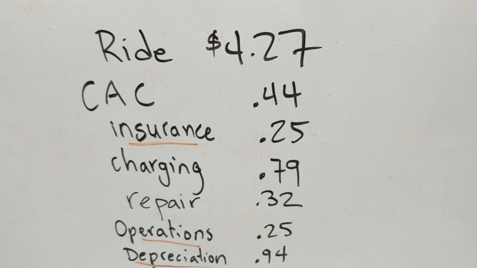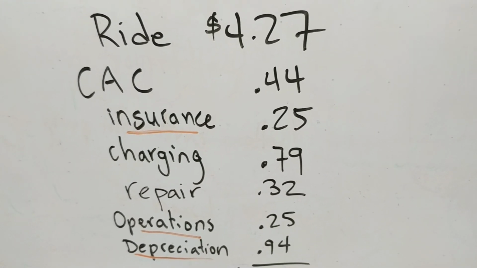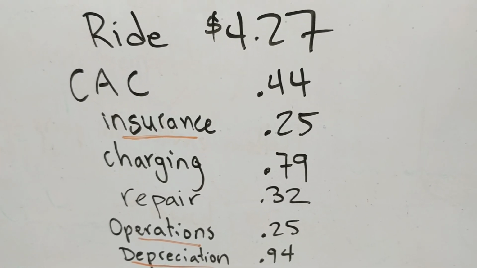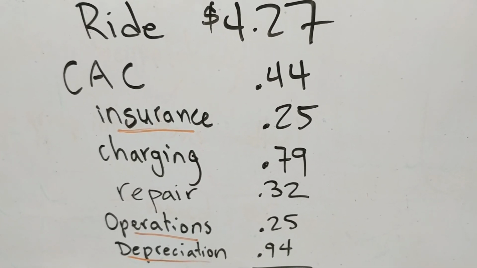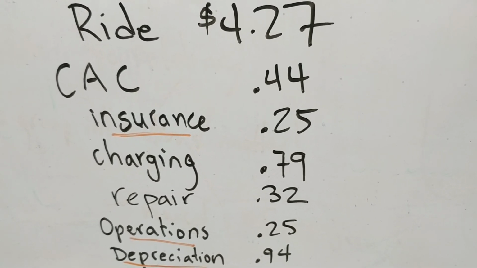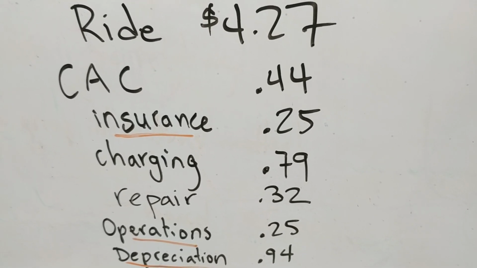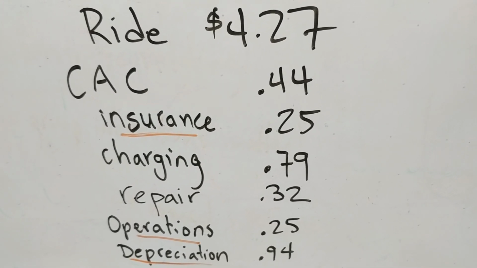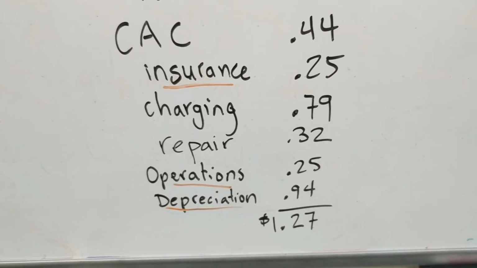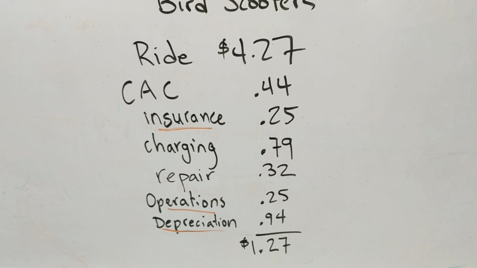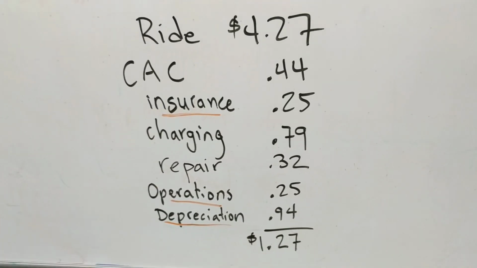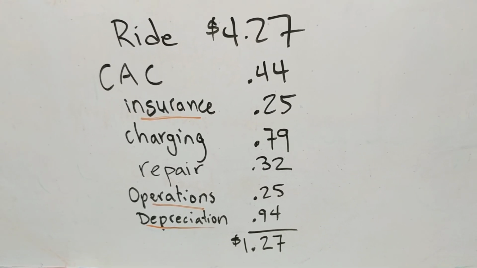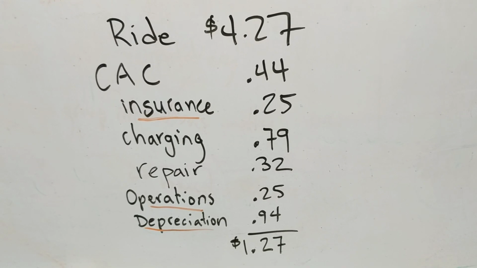And then there's some depreciation, which means in this case, they've calculated how long one scooter will last. And basically they've said, okay, this $300 scooter will last about 300 rides, a little over 300 rides. So that means for every ride, if we think about a little bit of that scooter's value going away, it works out to 94 cents for each ride. And what that gives us then is how much money they make off of a single ride. So people pay $4.27, and after factoring in all these other costs, they earn about $1.27.